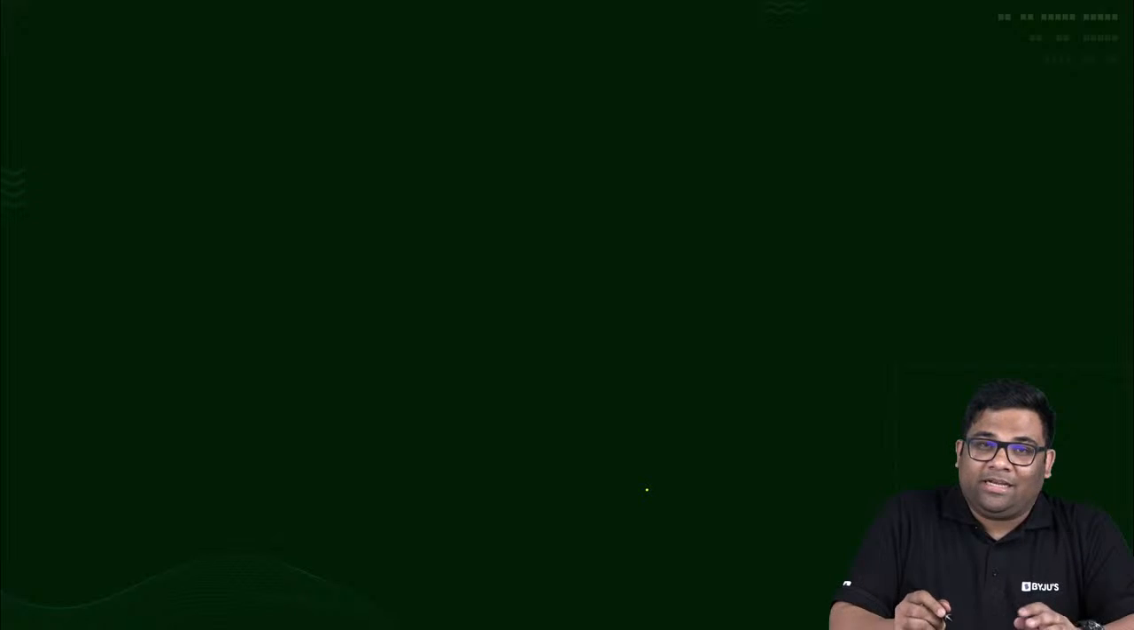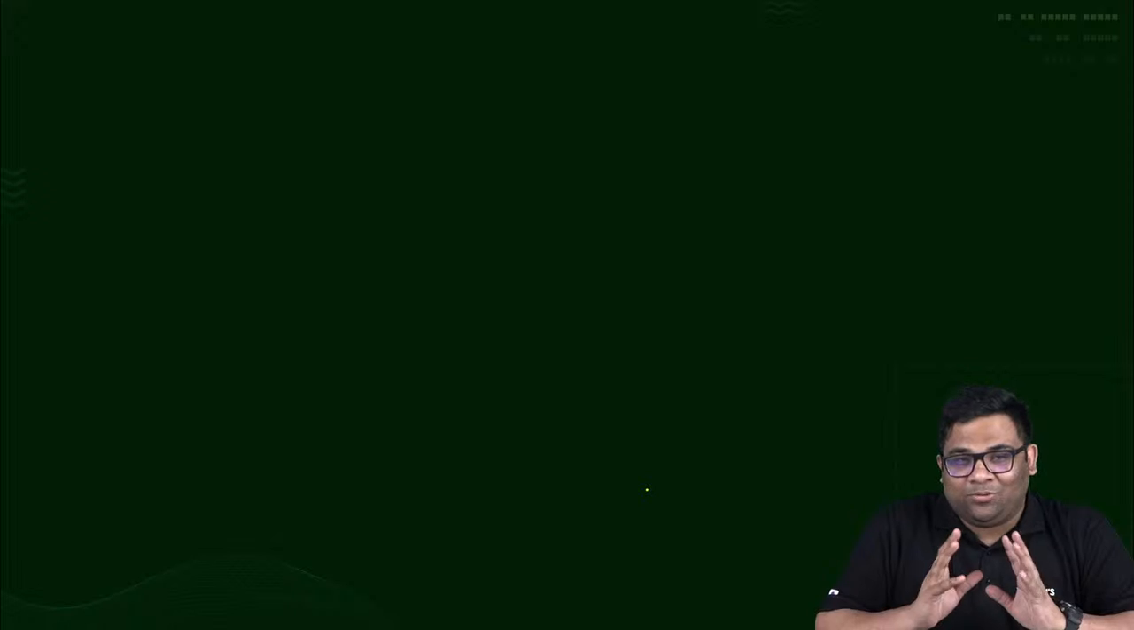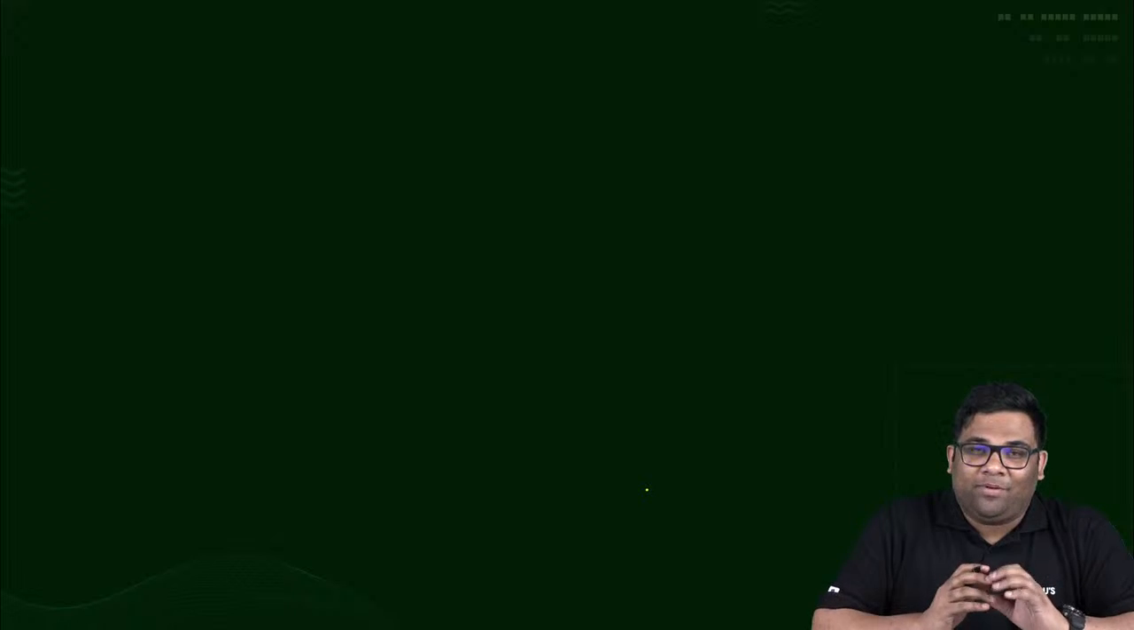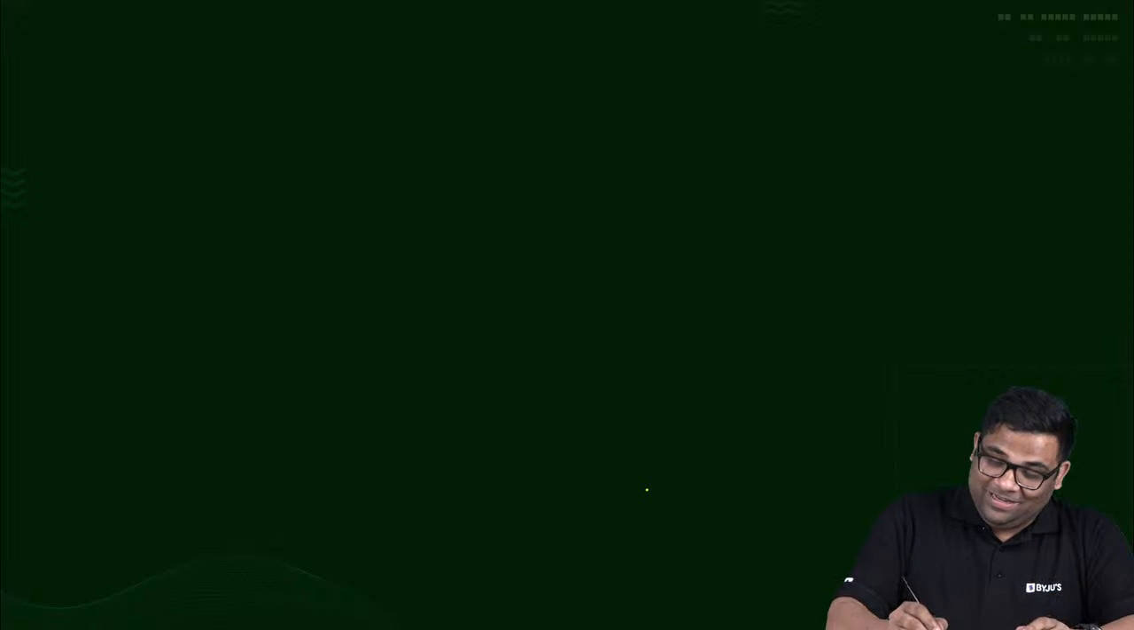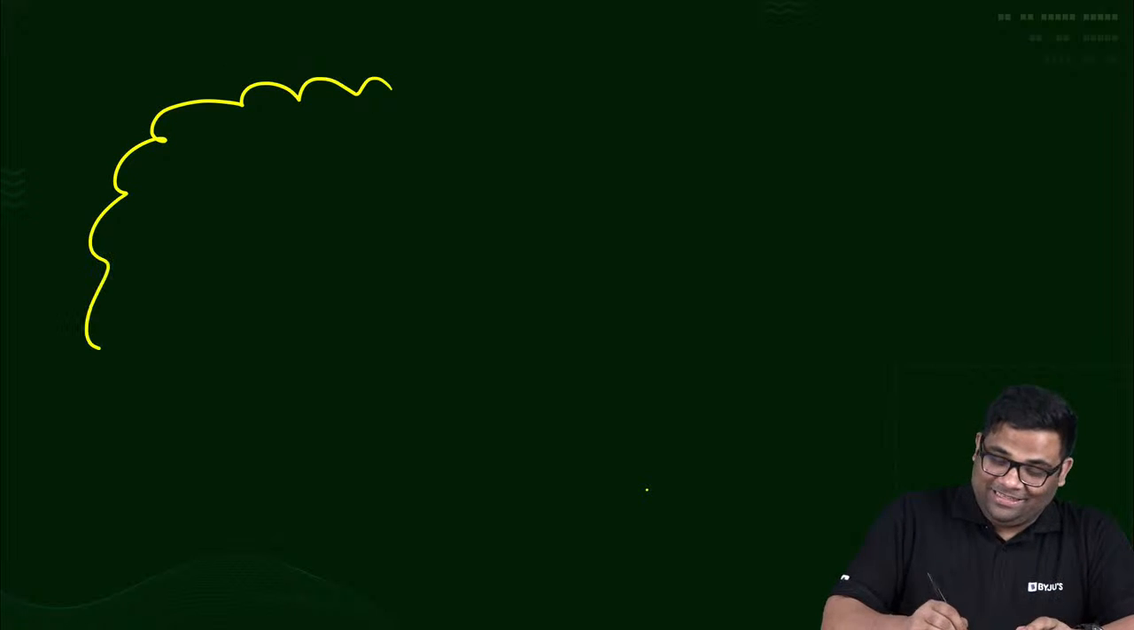Some sweets are there. Ghevar is there. Ghevar, have you heard? It's a very nice sweet. I like ghevar a lot. Ghevar from Rajasthan. Even malpuas are very tasty. A lot of sweets are there. So it looks like this, ghevar.